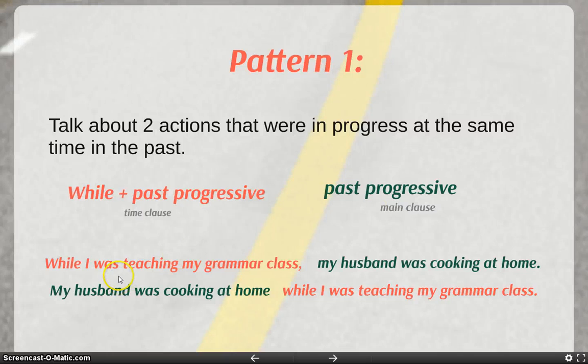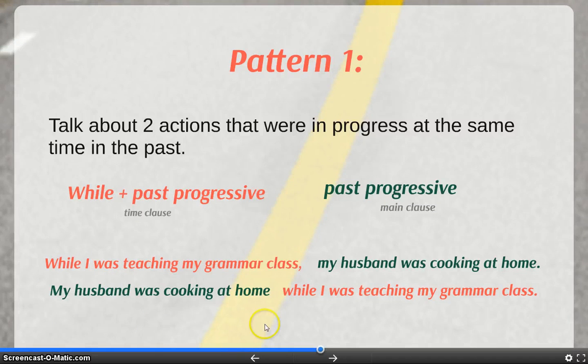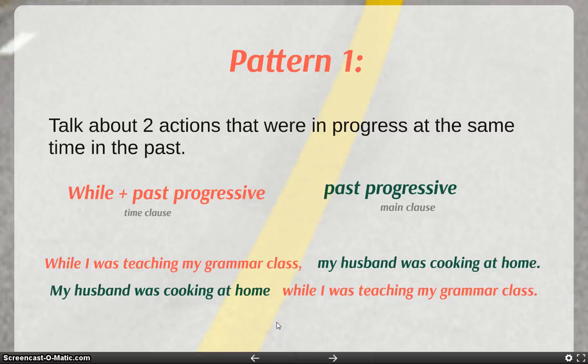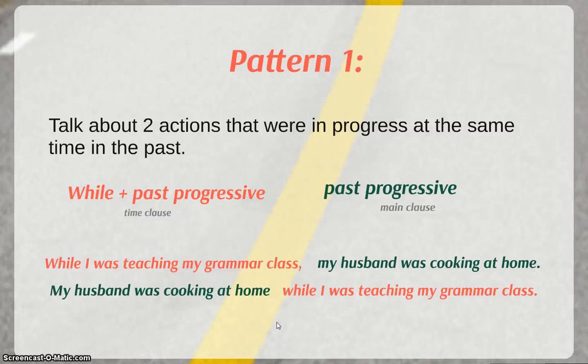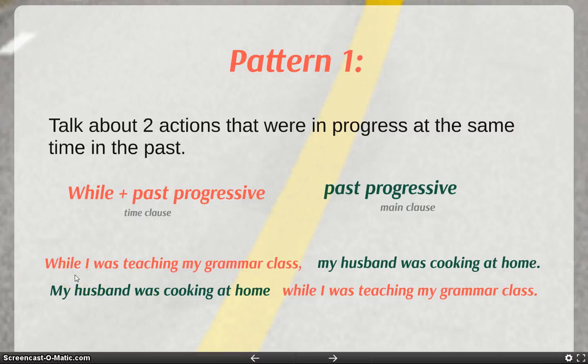So here's an example from the story. While I was teaching my grammar class, my husband was cooking at home. You should remember everything you have learned about time clauses from the other units. A lot of the rules are the same. If your sentence begins with a time clause, that's when we use a comma at the end of the time clause, between the time clause and the main clause.